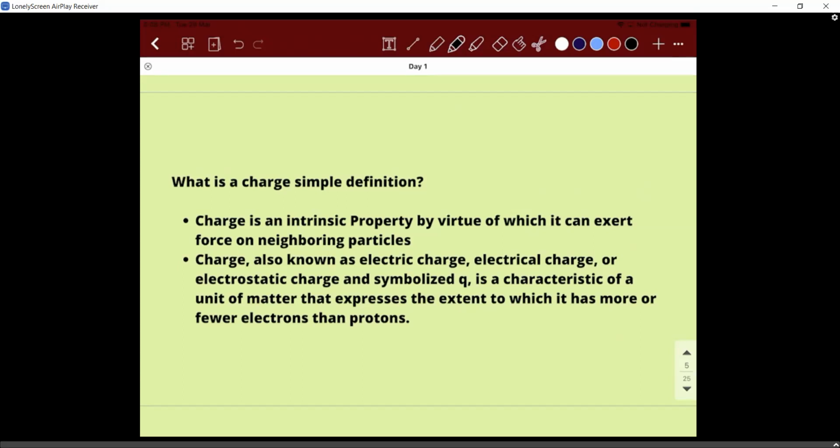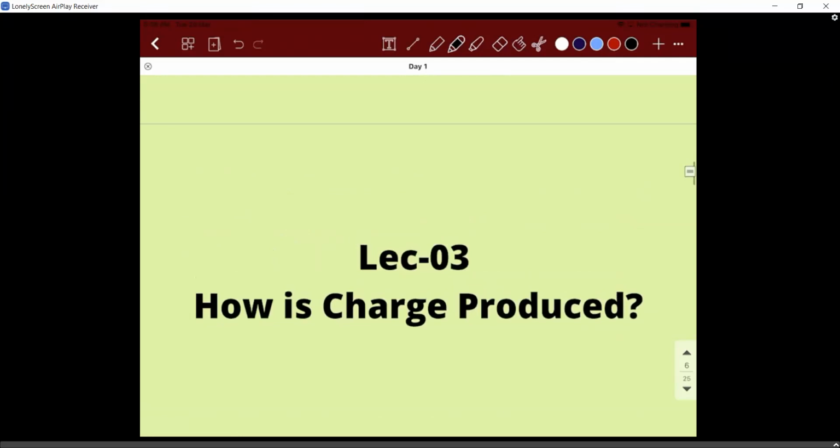Shall we proceed? So first we understood that we need charges at rest. Second, we tried to understand what charges are. The next question we are supposed to ask is, I've been telling you that when you take any material, by default it is going to be neutral. Then how do we create charge on the material? How is charge produced in the first place?